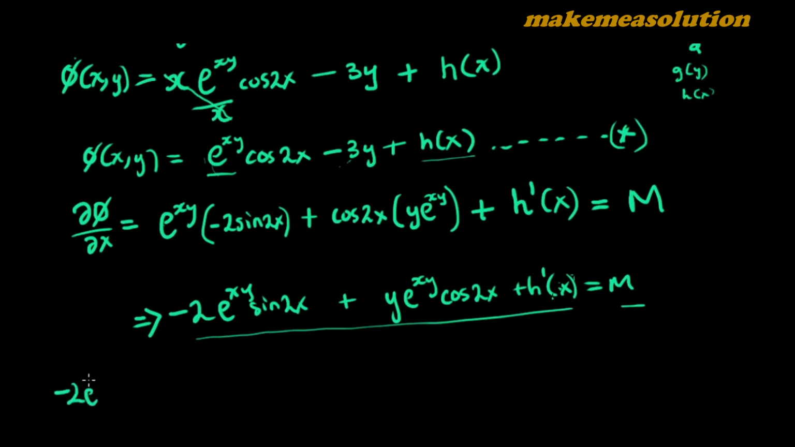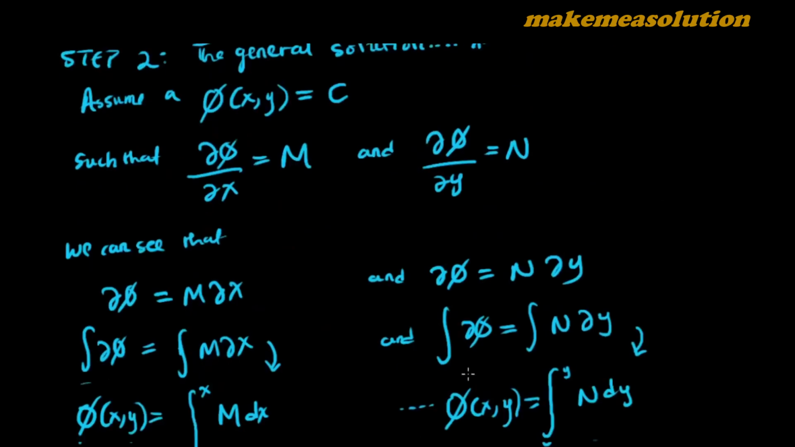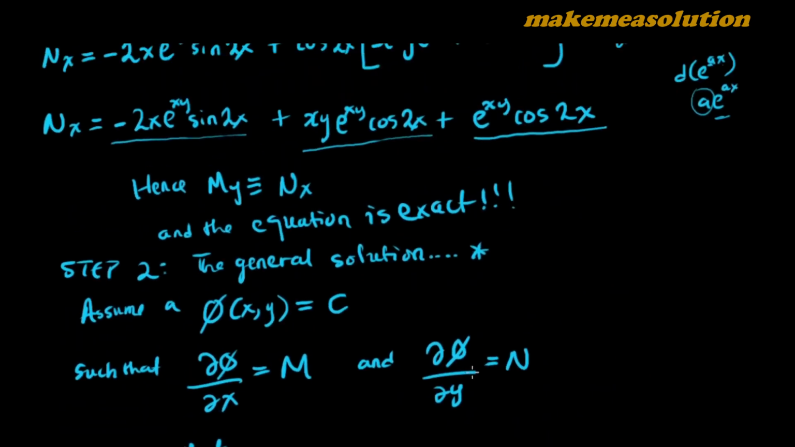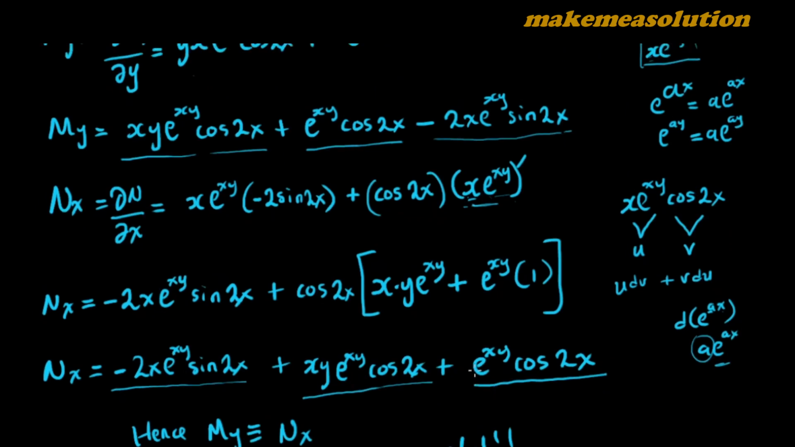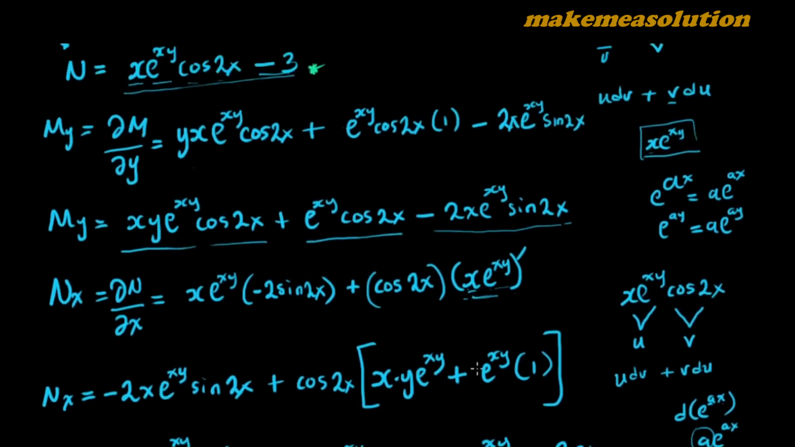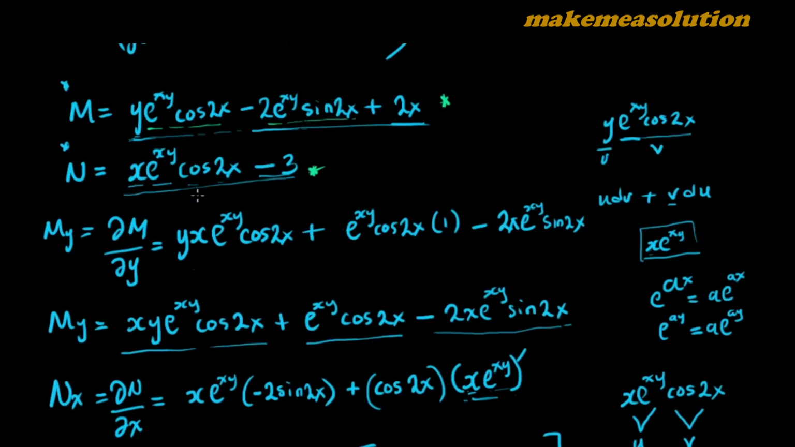Minus 2 exponential xy sine 2x plus y exponential xy cos 2x plus h prime of x is equal to, so let's look for what m is. So m is actually given to us as this expression over here, y exponential xy.